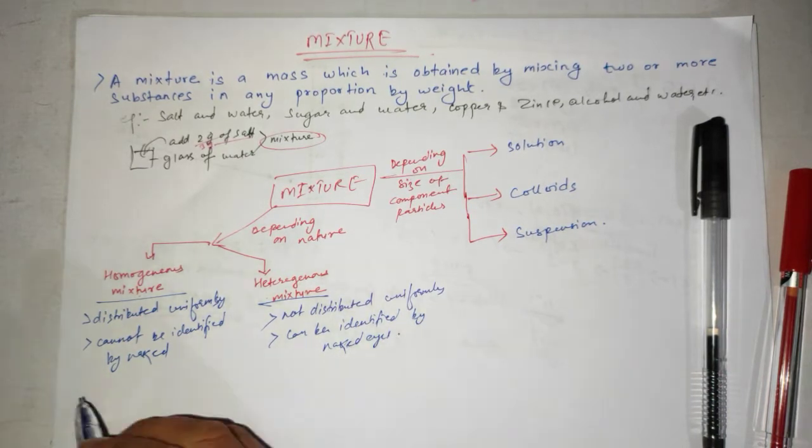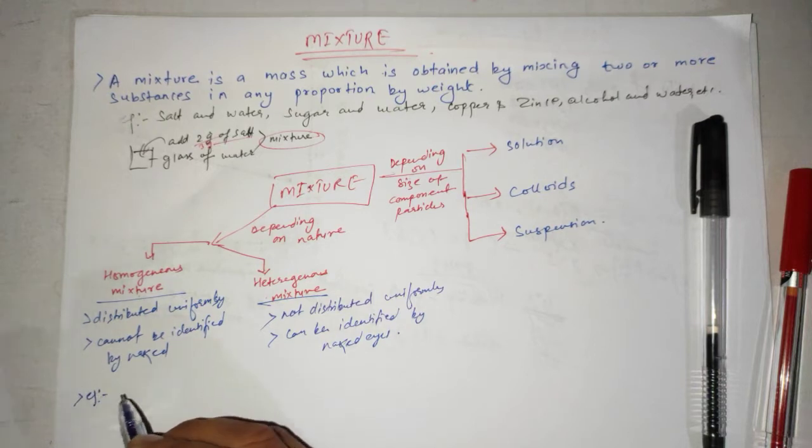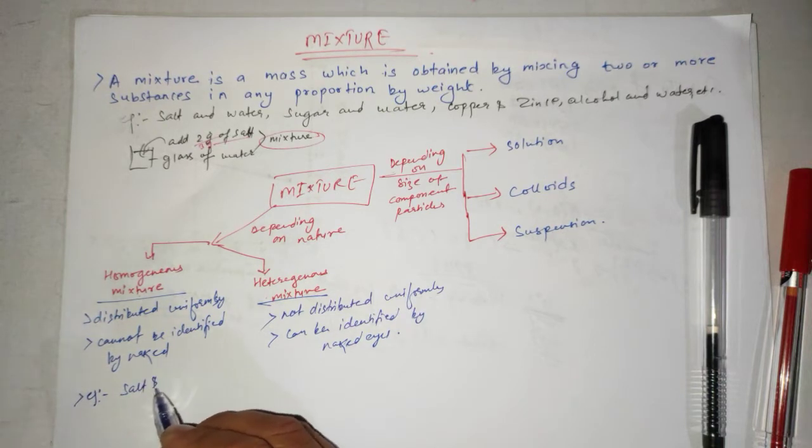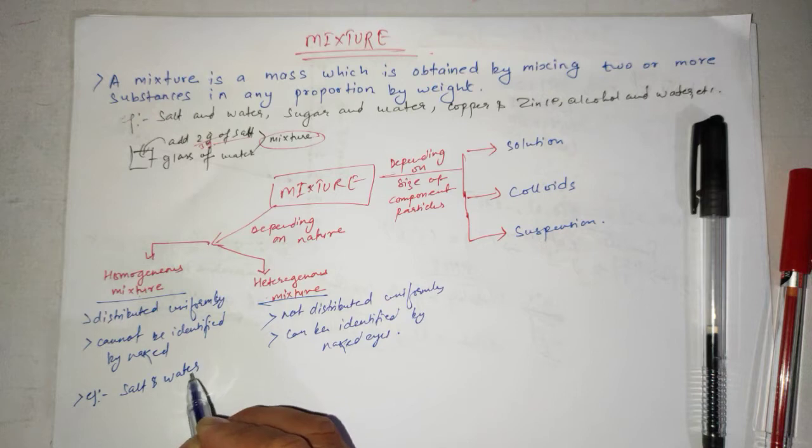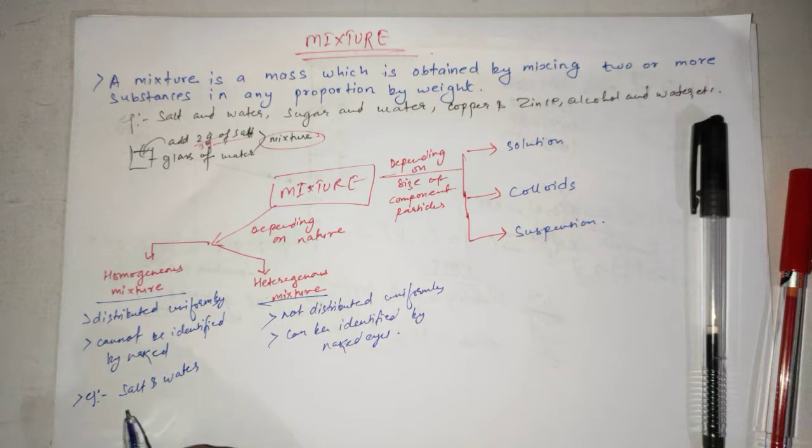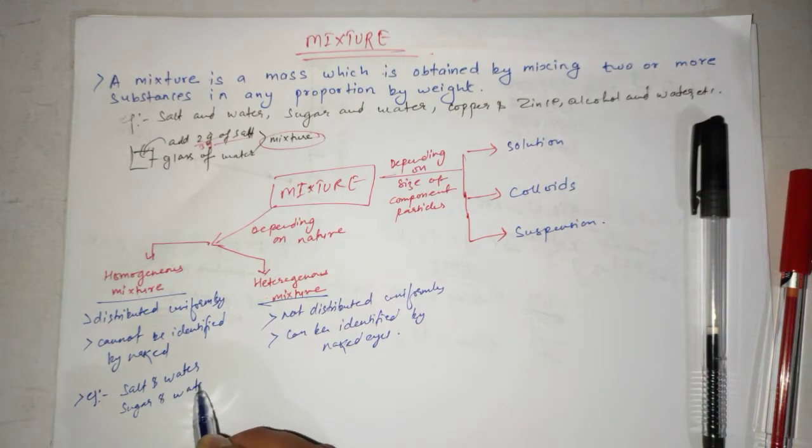Let's take an example. The example of a homogeneous mixture is salt and water. If we mix salt and water, then the salt which is mixed in the water cannot be seen with the help of our eyes. Sugar and water, alcohol and water, milk and water, etc. are some examples of homogeneous mixture.